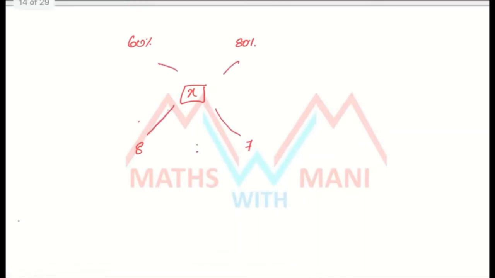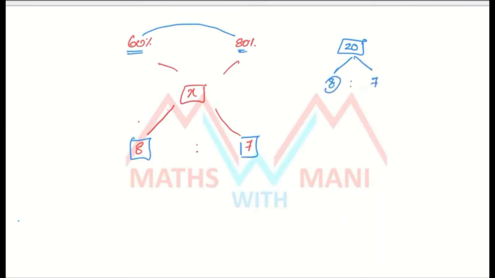That is this. Here the ratio is 8 is to 7 and you have to take the difference of these two. What is the difference of 60 and 80? 20% is divided into 8 is to 7 parts. That means 8 parts and 7 parts. Total how many parts? 15 parts is given as 20 percentage. So what about one part? 20 by 15, that is 4 by 3 percentage.